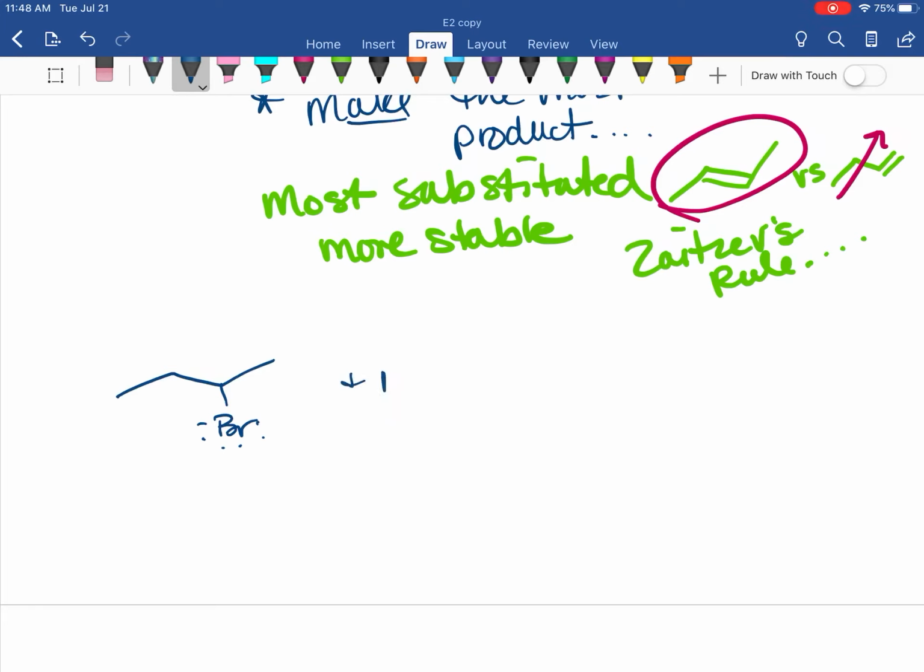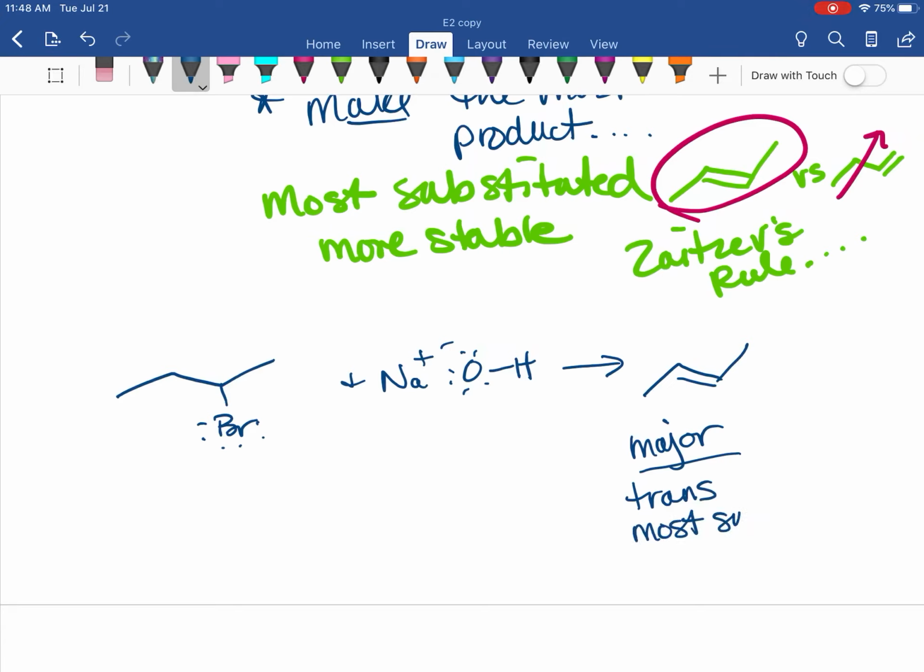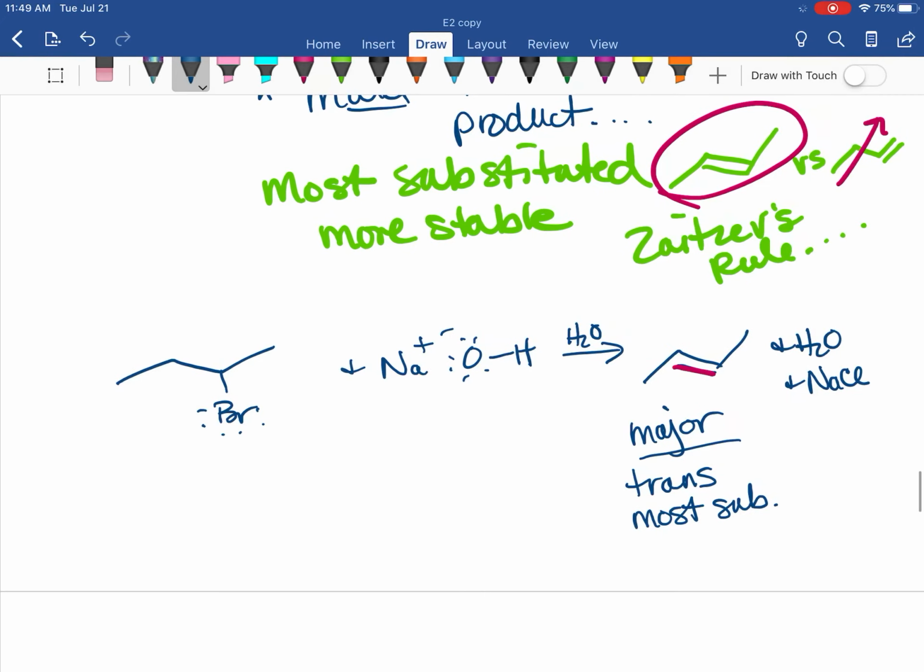Okay, I love it. So let's just write that pretty for a second so we can write that in your notes. So if I really were to take bromobutane and treat it with something like sodium hydroxide, what we're going to really end up making as our major product is the trans most substituted. Perfect. I feel a color code coming on. Okay. And then, of course, we'll have water and salt. Okay, write that down. That's perfect.